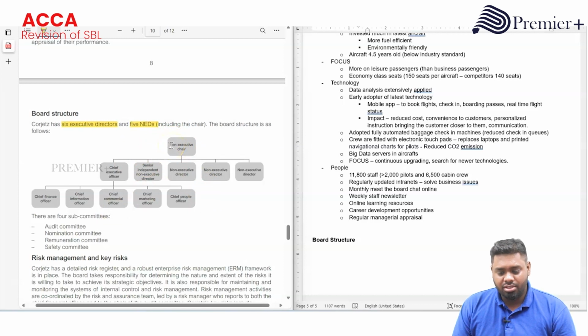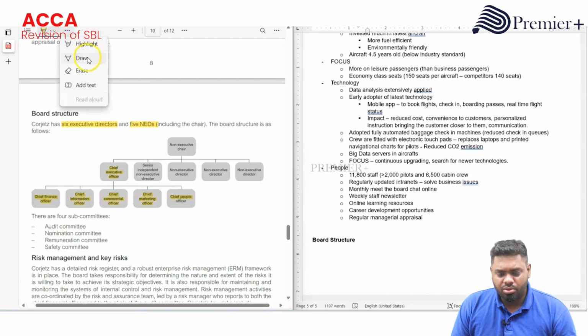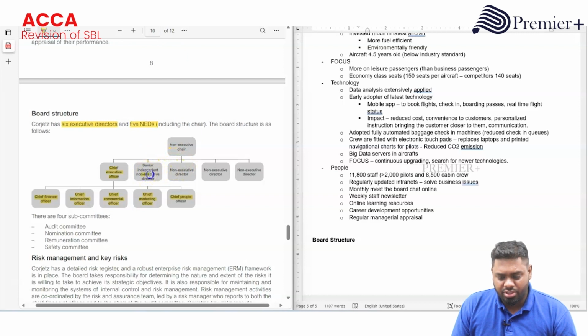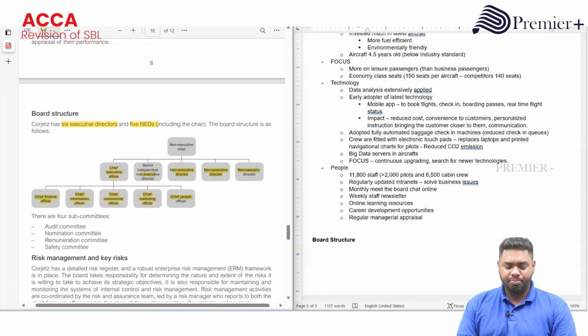We have the non-executive chair right at the top, and under him we have the chief executive officer. Under the chief executive officer we have the other executive directors. On the other end, under the non-executive chair we have the senior independent non-executive director and 3 other non-executive directors.